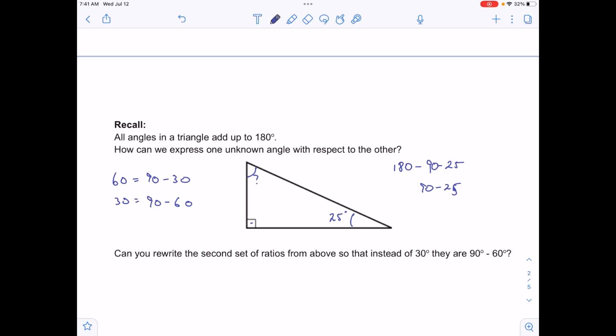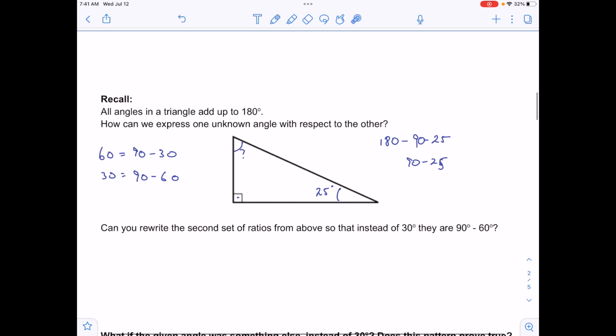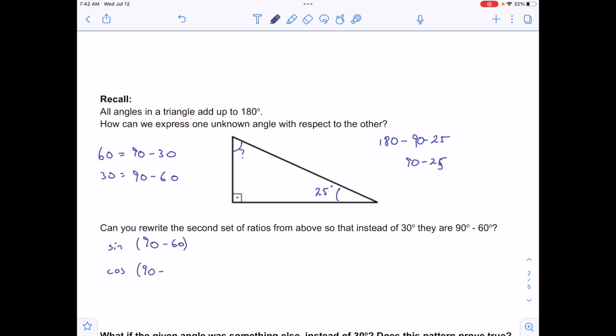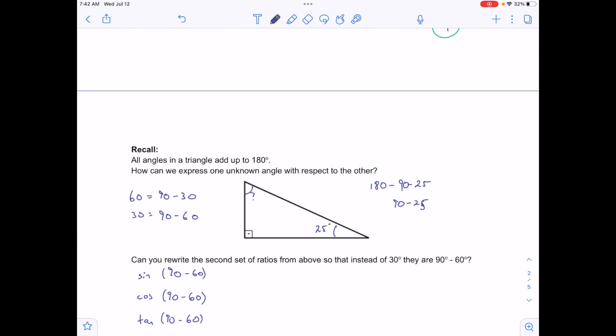So what we're going to do now is we're going to rewrite our second set of ratios from above, from the first page, so that instead of 30, I'm going to write 90 minus 60. So I'm going to write sine, and instead of 30, I'm writing 90 minus 60. Cosine of 90 minus 60, and tan of 90 minus 60. I'm just going to zoom out here so I can see them.